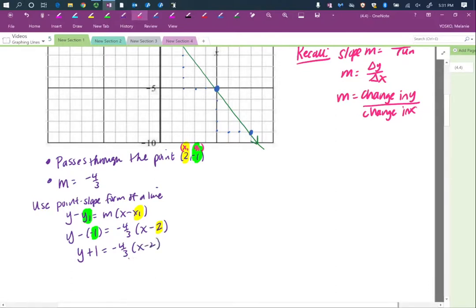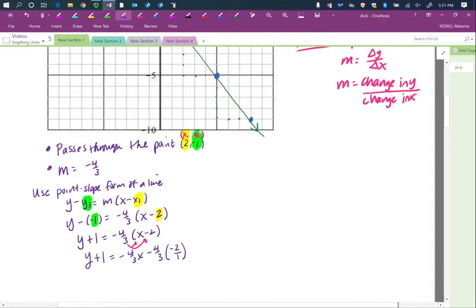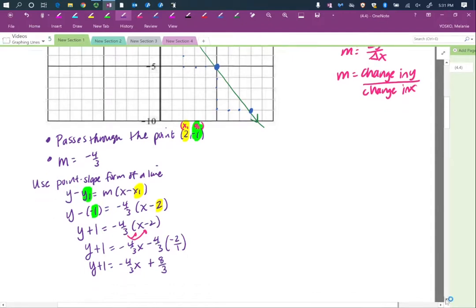Let's go ahead and distribute this. So y plus 1 equals -4/3 x. Then we'll have -4/3 times a -2, but it would be convenient if this was also written as a fraction. Now we're going to clean that up. When you are multiplying fractions, you multiply the numerators and you also multiply the denominators. So -4 times -2 turns into a plus 8, and 3 times 1 turns into a 3. So we have y plus 1 equals -4/3 x plus 8/3.